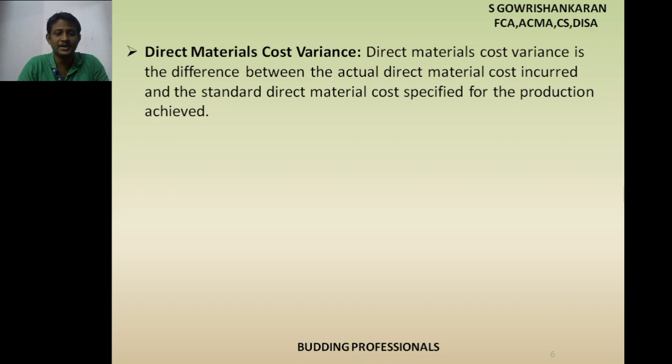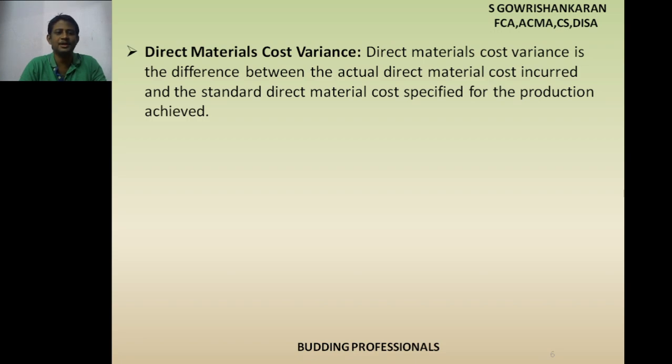Actually how much am I spending? 11 kg of material, and the price I am paying is 11 rupees per kg. Then 11 into 11 how much? 121. That is my actual. My standard is 100, and my actual is 121.